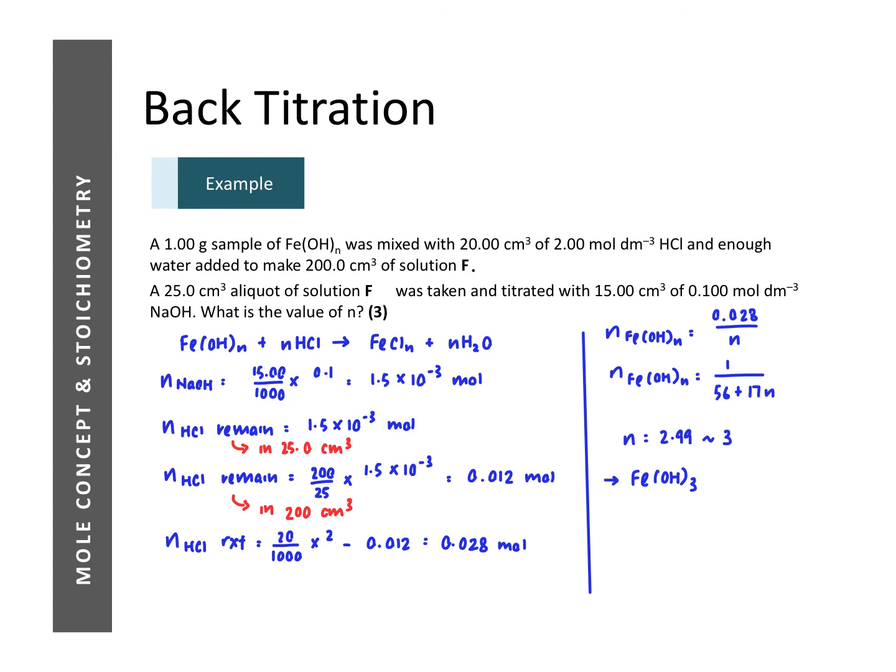Now this is another example of a back titration question. Once again, there are three reagents, A, B and C. The first reagent is your iron hydroxide, but we don't know what the value of n is, so we have no idea whether it's iron 2 or iron 3 hydroxide. Reagent B is your hydrochloric acid and reagent C is your sodium hydroxide. Before we go on, if you read the question, I hope you can see this part: a 25 centimeter cube aliquot of solution F. What does aliquot mean? It means a sample. So over here, you need to note that there is sampling involved.